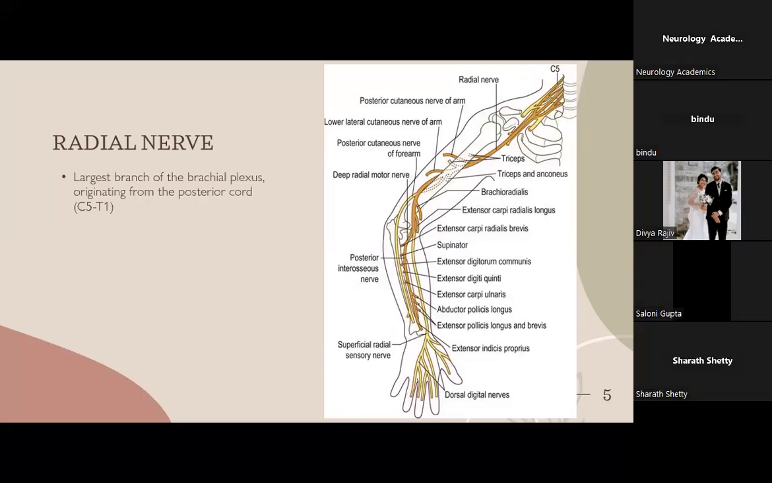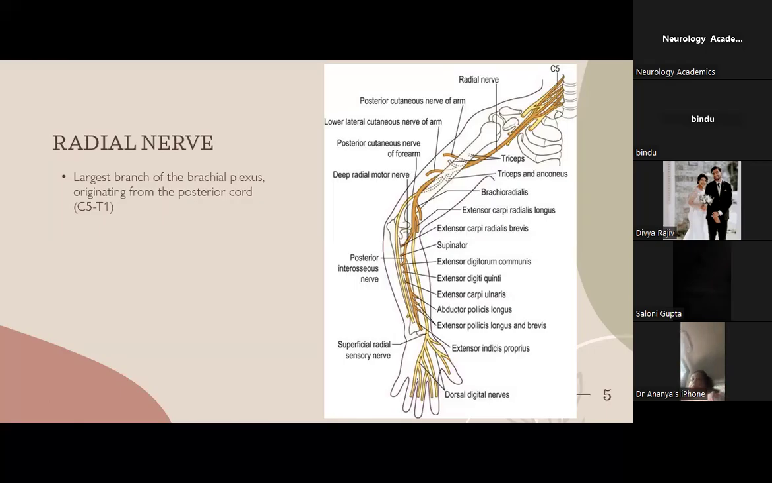After giving branches to extensor carpi radialis brevis and supinator, it enters the supinator muscle and becomes the posterior interosseous nerve, which is the pure motor supply of radial nerve. This is a deep branch, and it gives branches to extensors of wrist and fingers. The superficial radial branch is a pure sensory branch and it gives sensory supply to the dorsum of the hand.